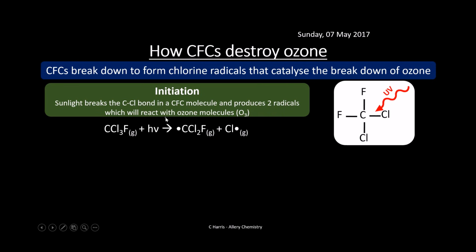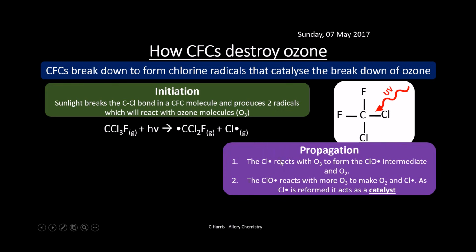So let's have a look. So there it is, CCl3F plus hν. This is basically just radiation energy. Then we form a radical. There you go, CCl2F dot plus Cl dot. So basically we've got a Cl dot and whatever the rest is. So we've got the two radicals there.